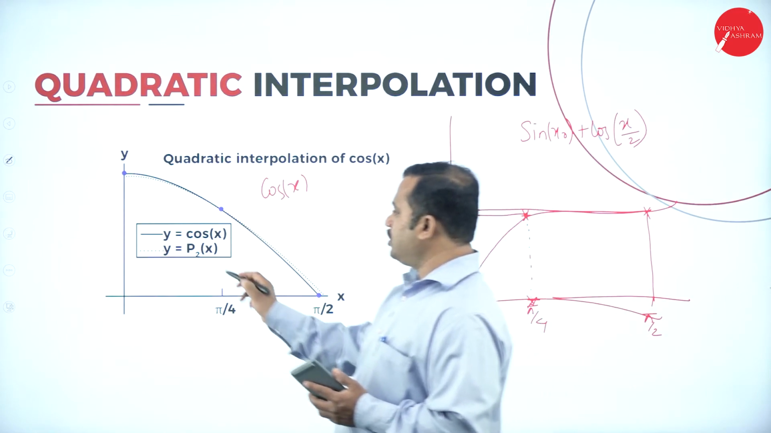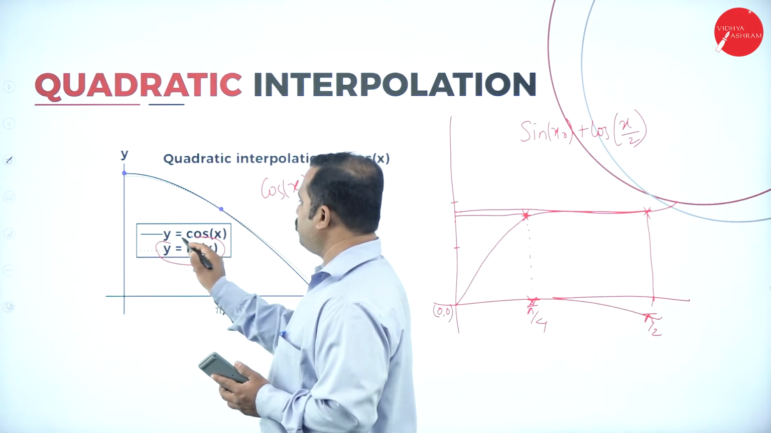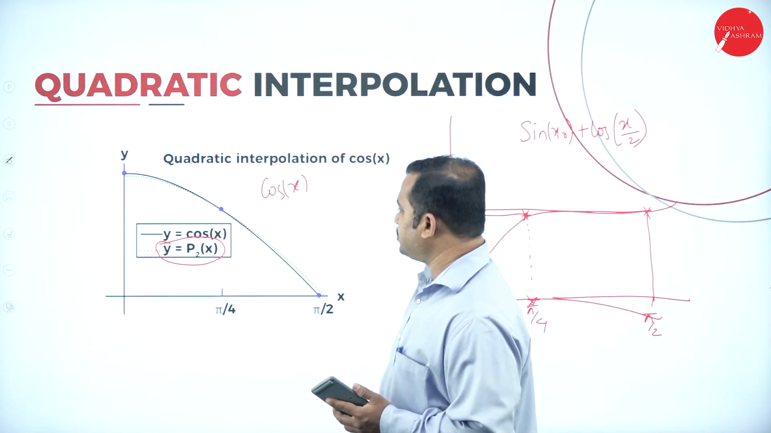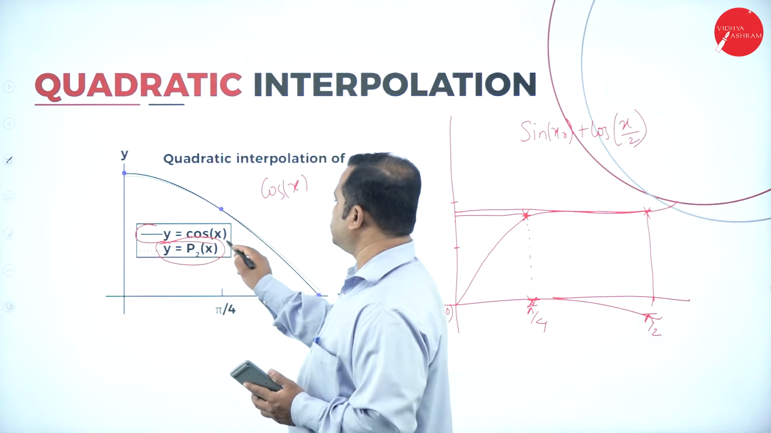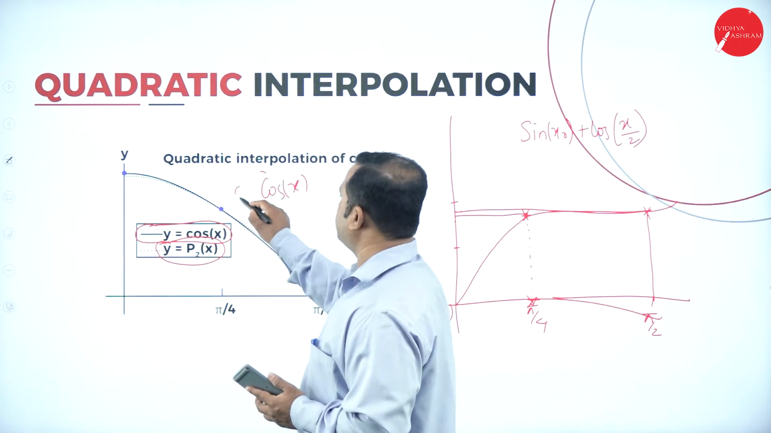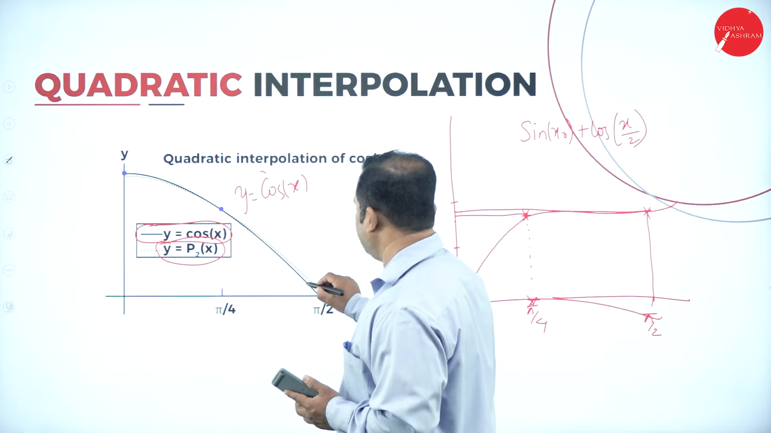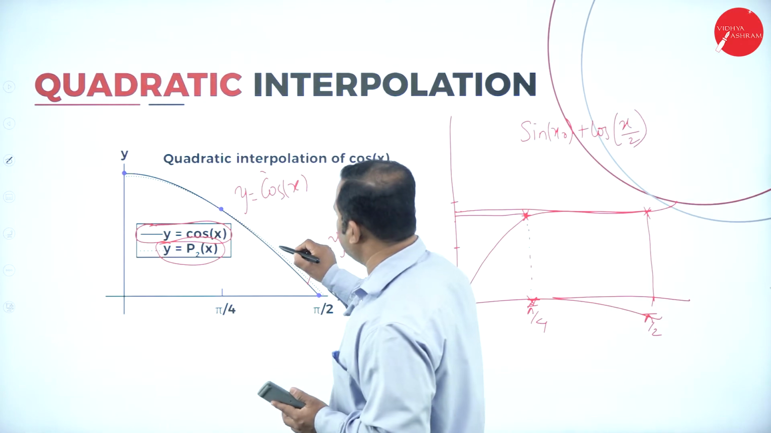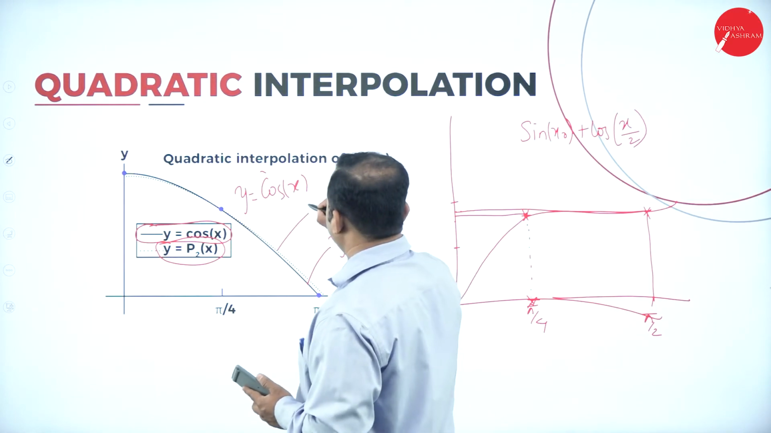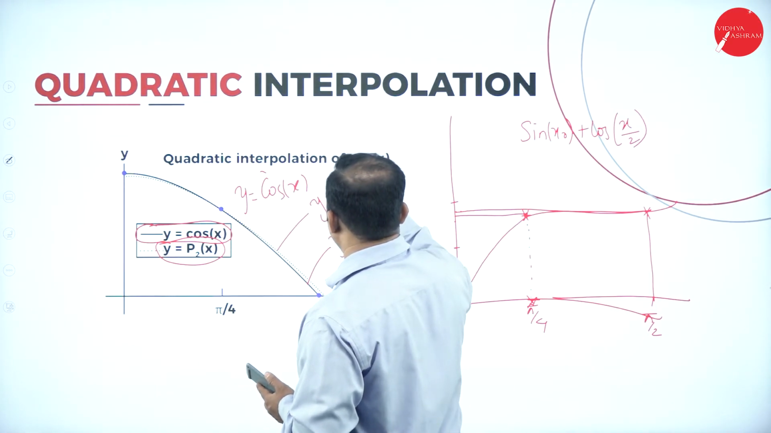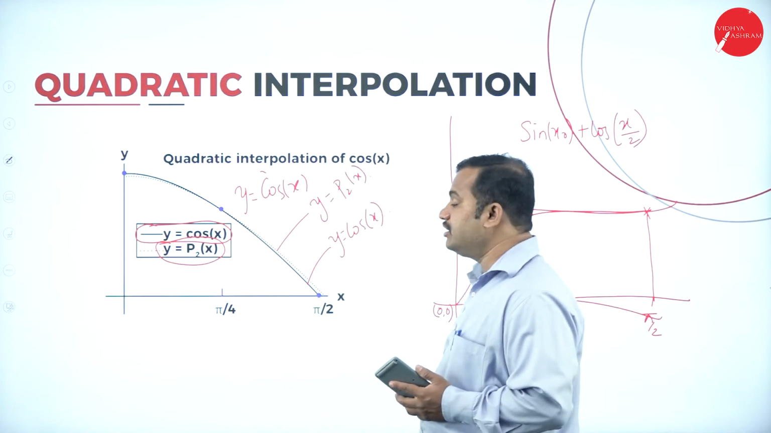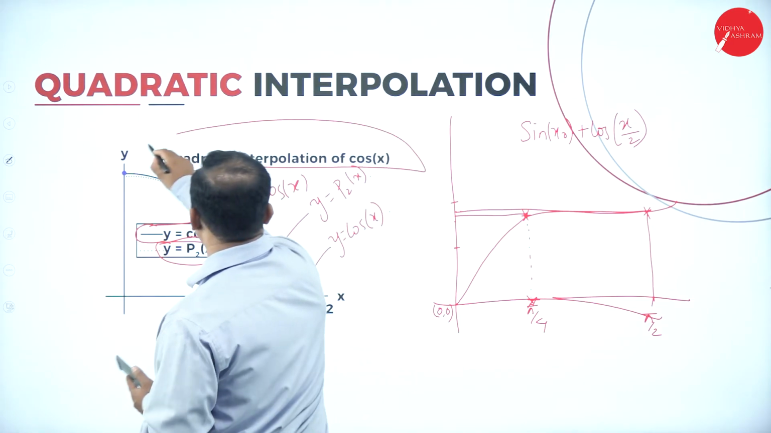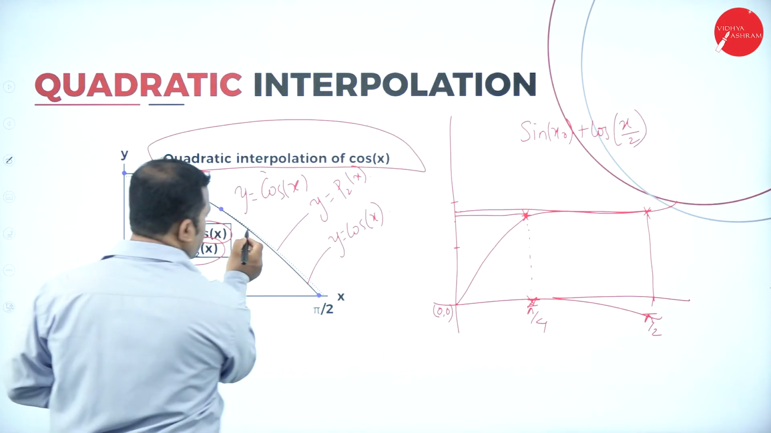So what is the value of y? Y is equal to P2 of x. Which is the value that is representing the value of y? This is the value that is representing the cos function. This indicates y is equal to cos of x. The dotted line indicates y is equal to P2 of x. What is the meaning of P2 here? It is an interpolated value, quadratic interpolation. As a result of quadratic interpolation, I am getting the curve like this.